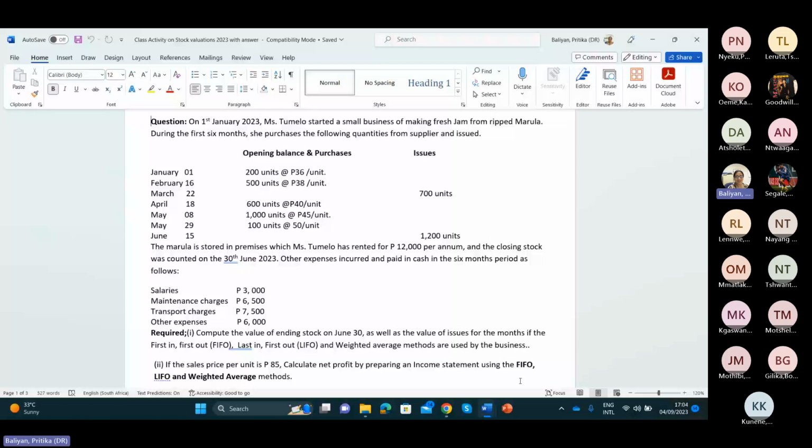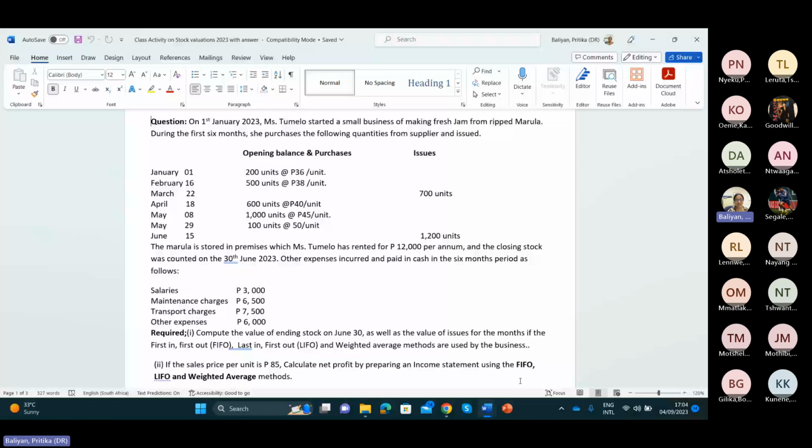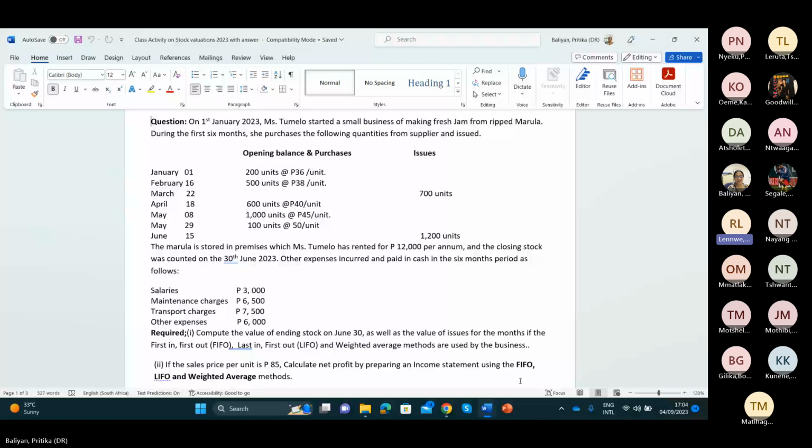Just one or two. The advantages of using FIFO, ma'am, you get to record inventory up to date by FIFO. Yes, ma'am. Okay. Any other view? Anyone else? Can you try?